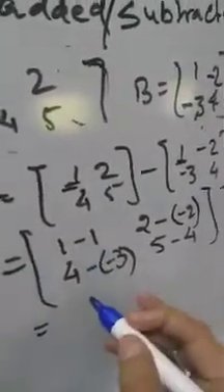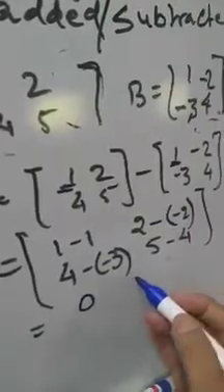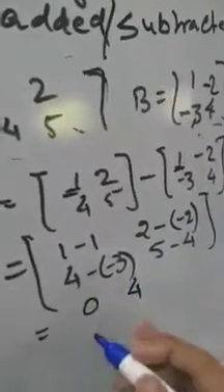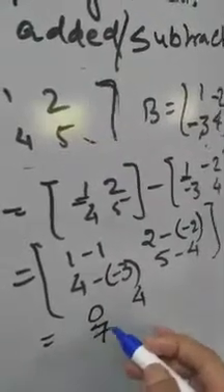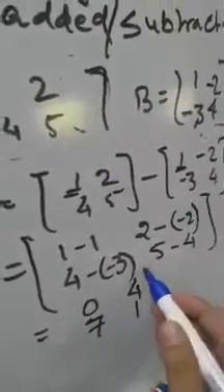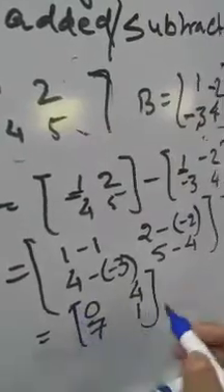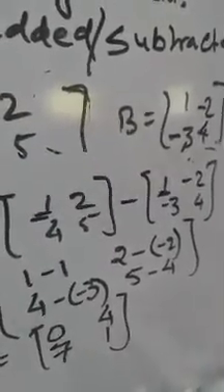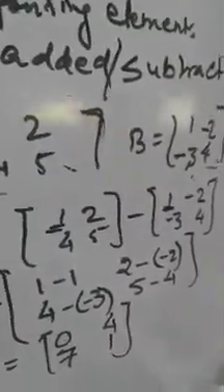So 1 minus 1 is 0. Then 2 minus minus 2, that is 2 plus 2. So it will be 4. 4 minus minus 3, so 4 plus 3, that is 7. And 5 minus 4 is 1. So it is 0, 4, 7, 1. Hope you have understood the addition and subtraction process. Let us take up one or two questions so that you can understand.